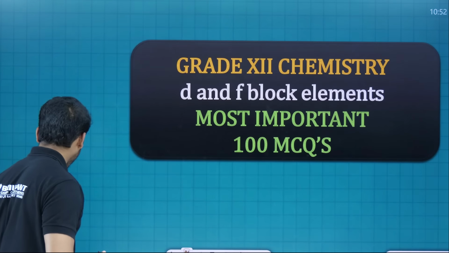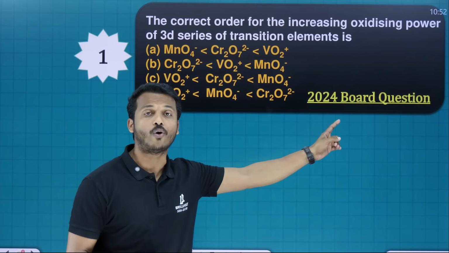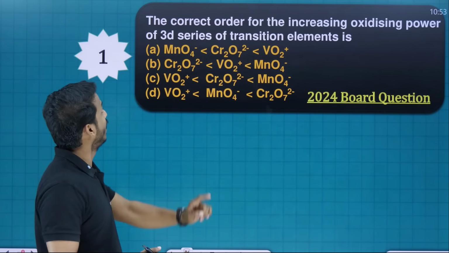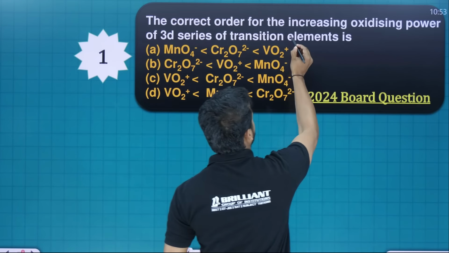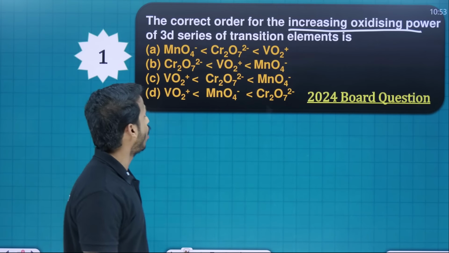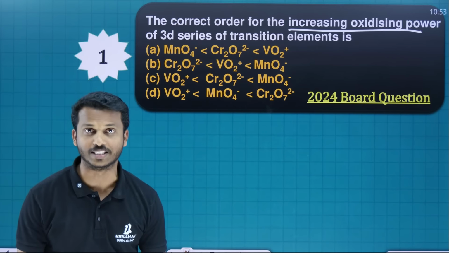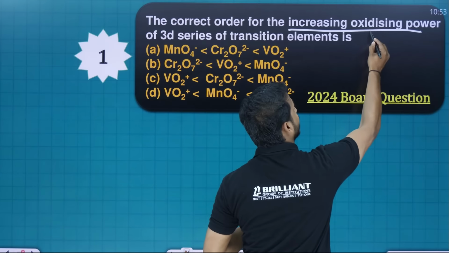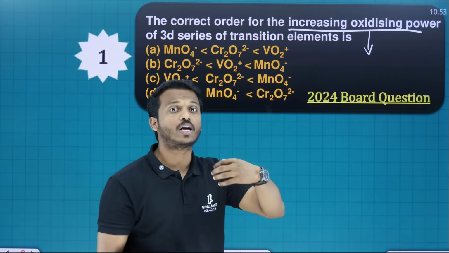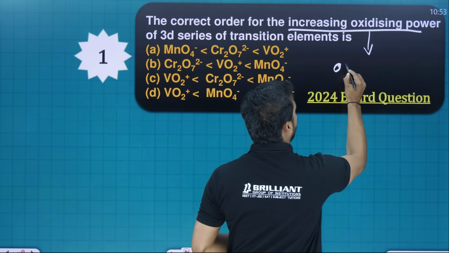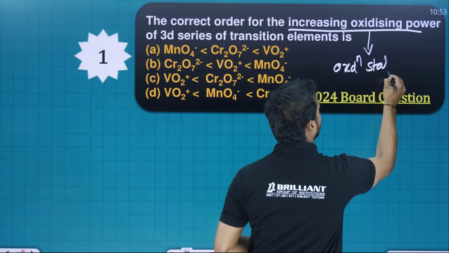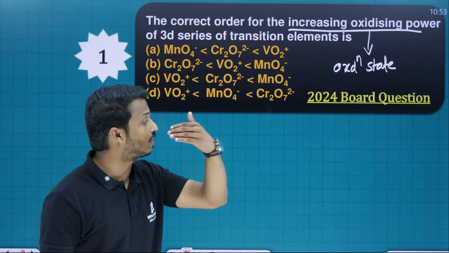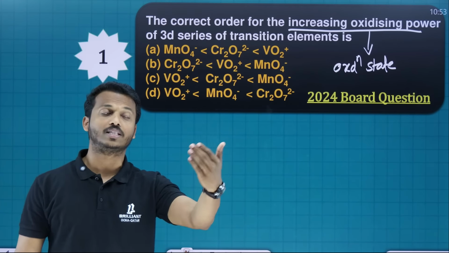Ready? So question number 1, let us start from the 2024 previous year board question from D and F block. The correct order of the increasing oxidizing power of the 3D series of transition elements is. See, increasing order of oxidizing power. If they ask you oxidizing power, check the oxidation state first. We have to identify the oxidation state of that central metal atom. Higher the oxidation state, higher the oxidizing power.